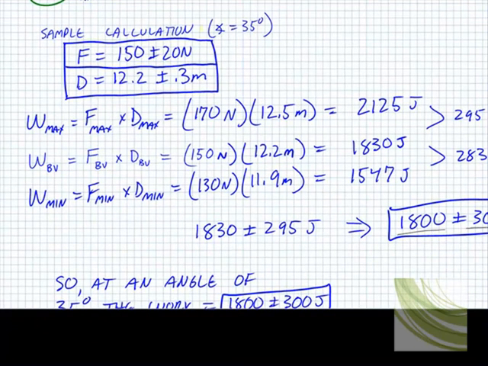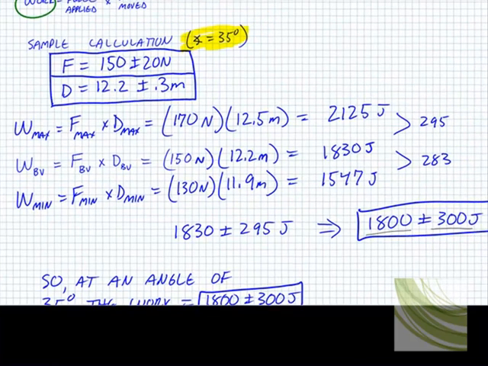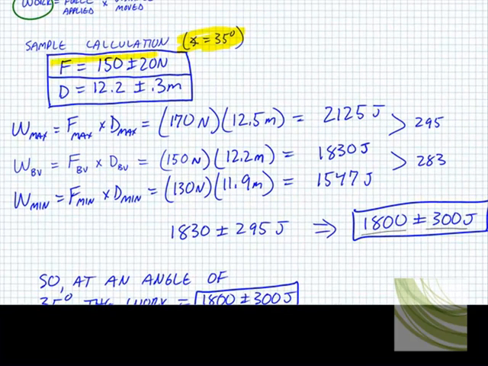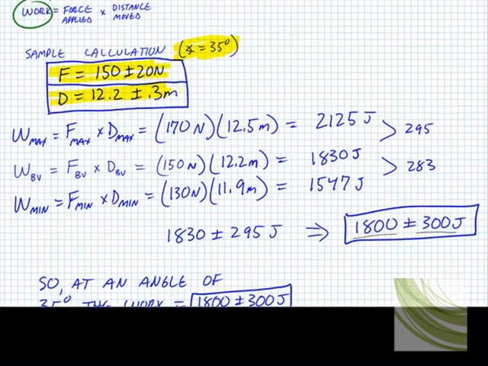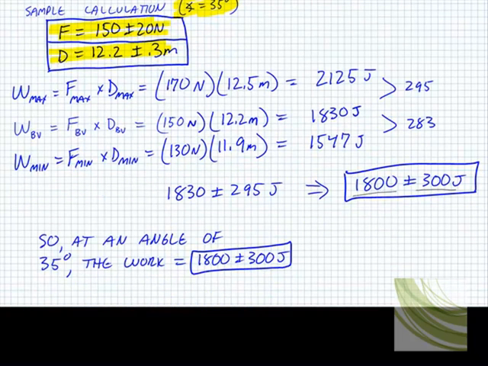Here's a sample calculation for 35 degrees. I made up these numbers. This would be an example. If the force was 150 plus or minus 20 newtons and the distance was 12.2 plus or minus 0.3 meters, our best value uses 150 times 12.2 meters, which gives me 1,830 joules. Here's the max, here's the min. This should look familiar. Feel free to pause the video at this point to look at this more carefully.